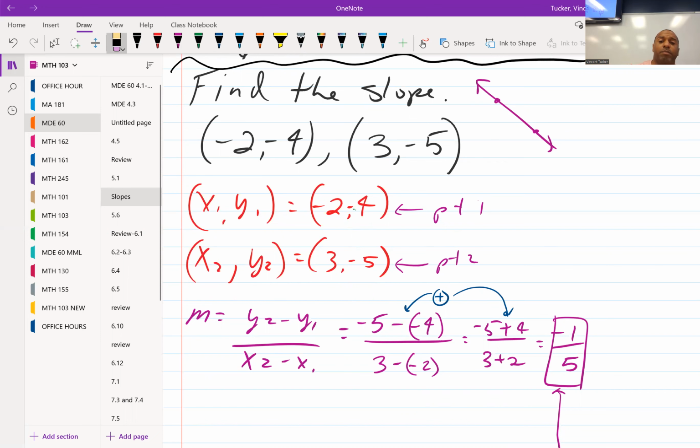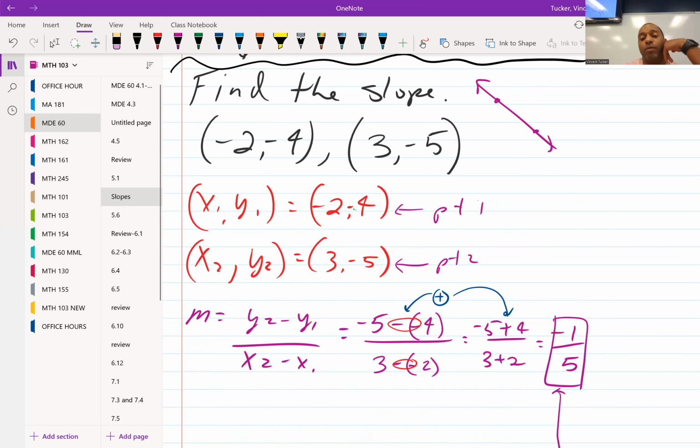And then down bottom we have x2, which is 3. And then x1, which is -2. Once again, don't lose that negative. Negative to a negative turns positive, so that'd be -5 plus 4 over 3 plus 2. And the result would be -1 over 5.